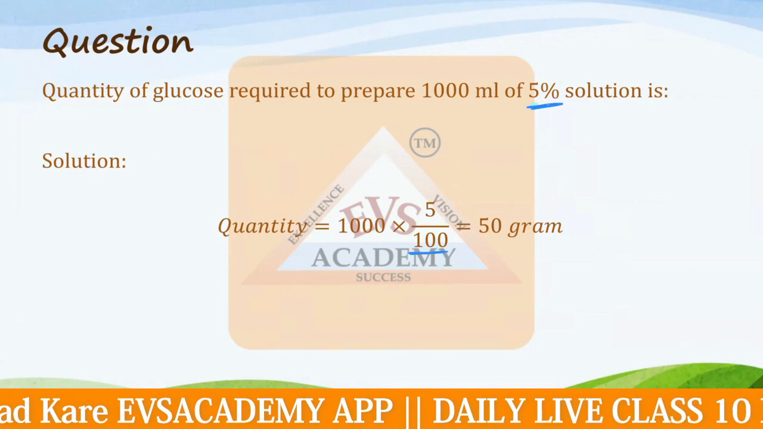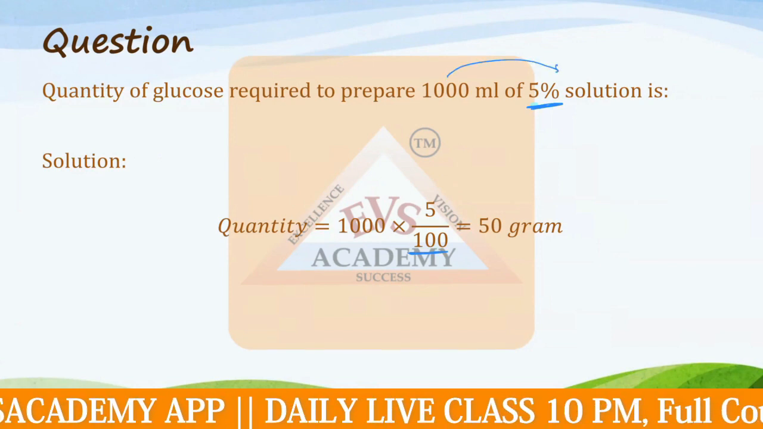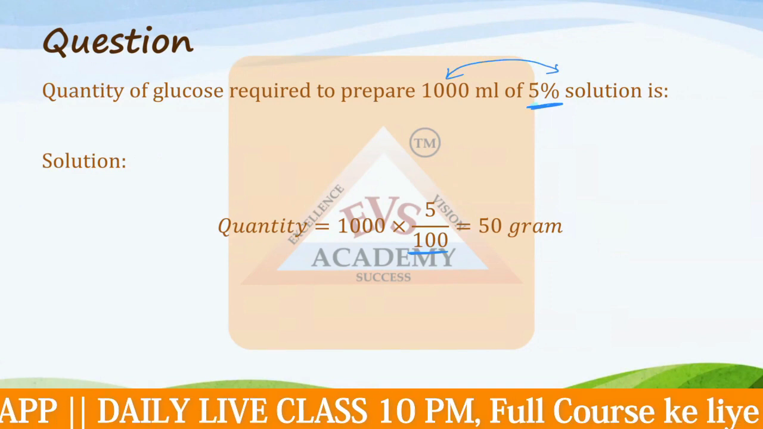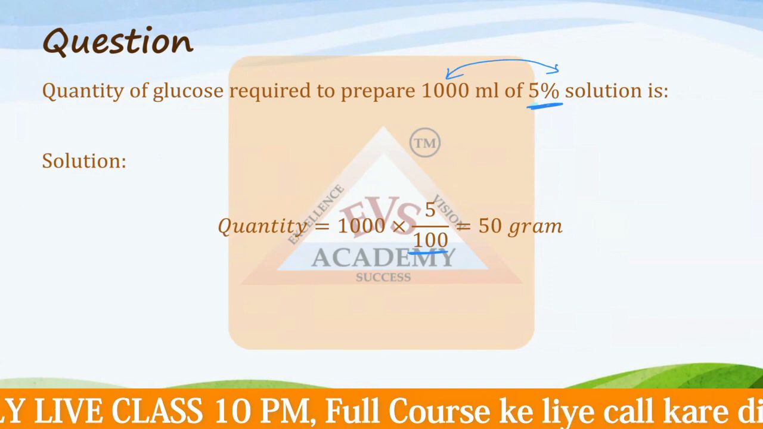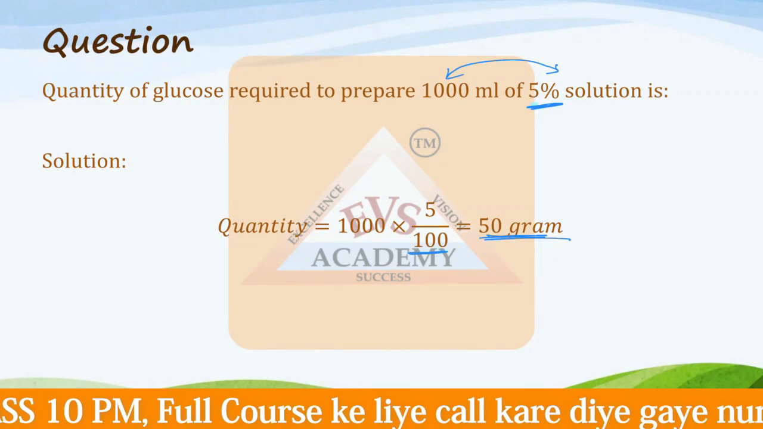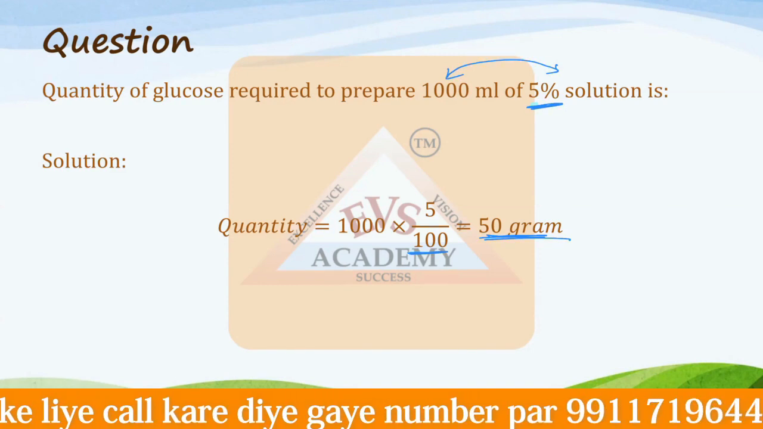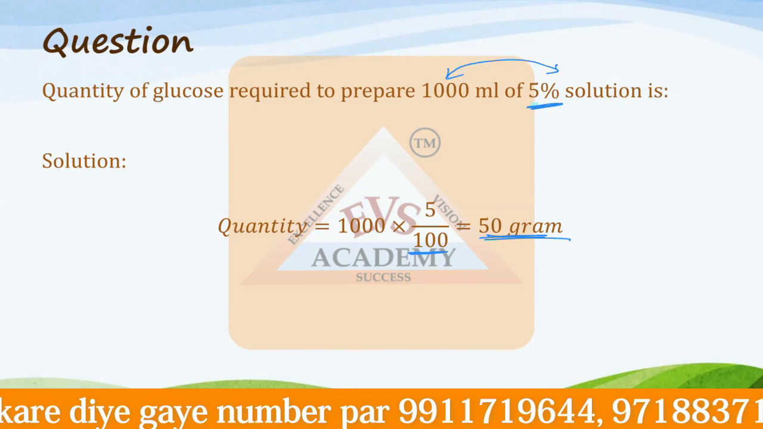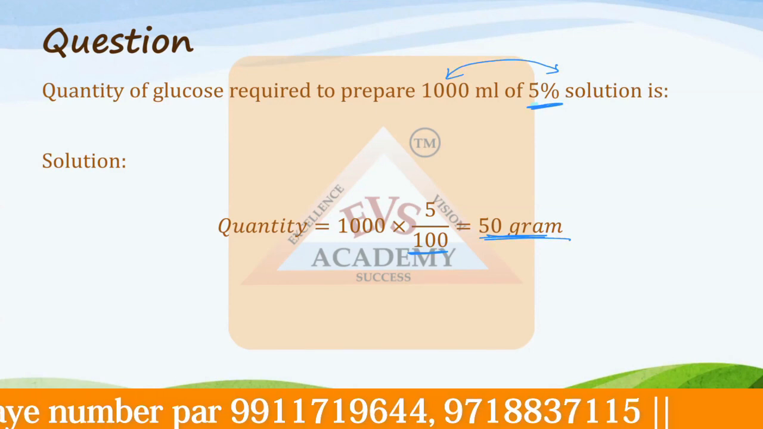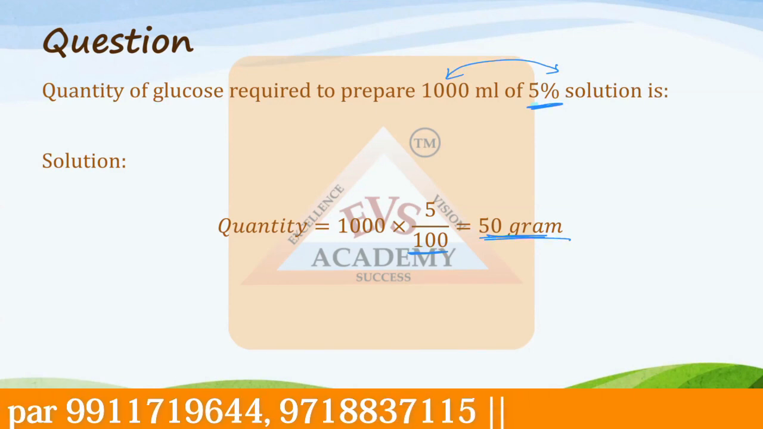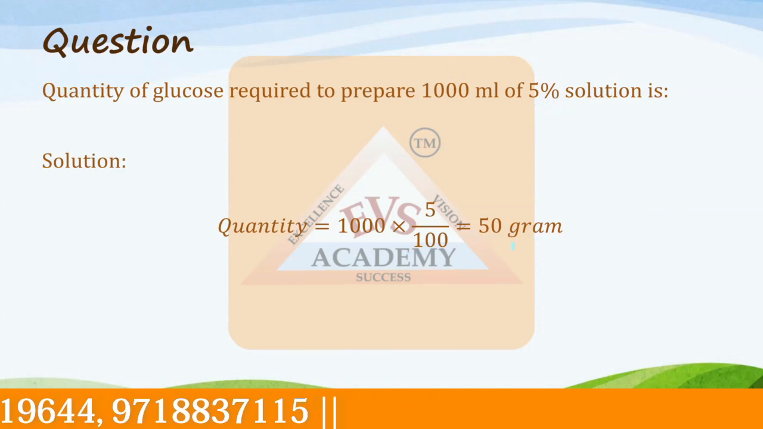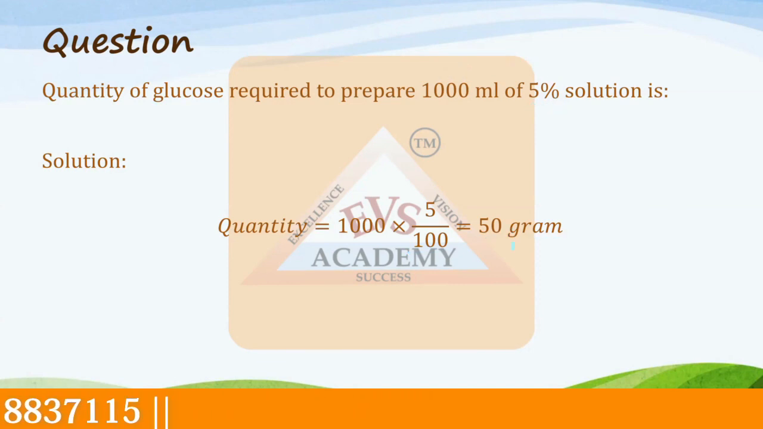So basically, what you have to do, you have to calculate just 5% of the 1000. So 5% of 1000 is 50 grams. So 50 gram of the solute would be required to create 5% solution of glucose. So very easy question. This one. These all questions are already asked questions in the exam. These questions are not created by me. Okay.